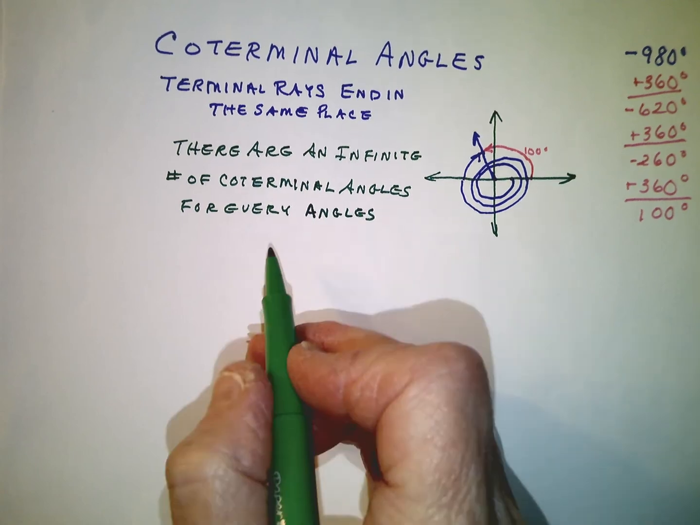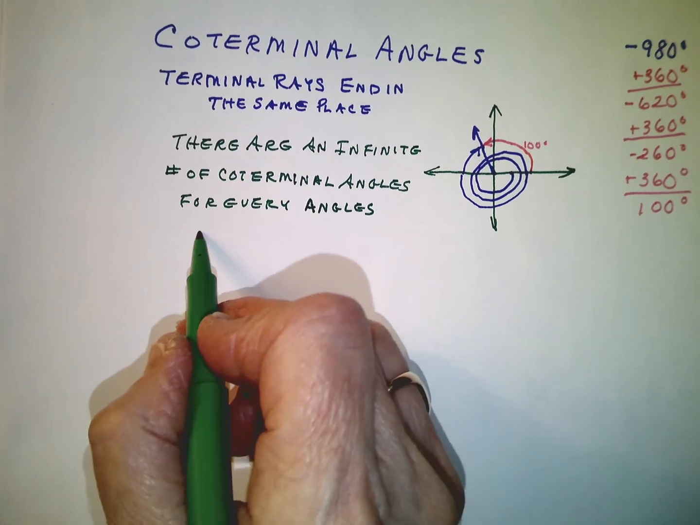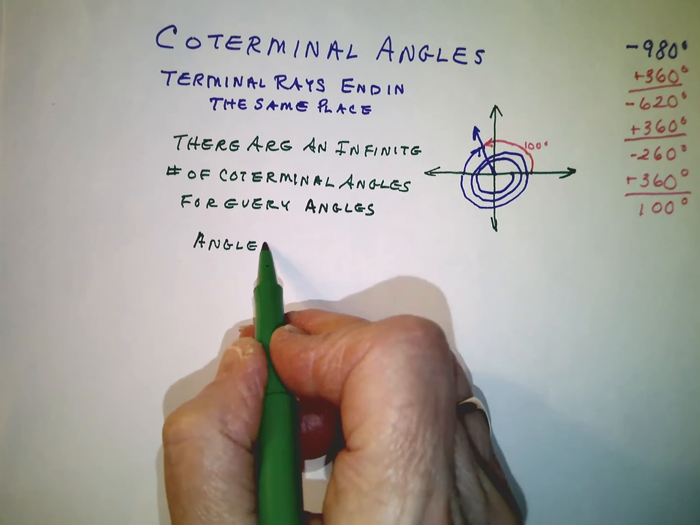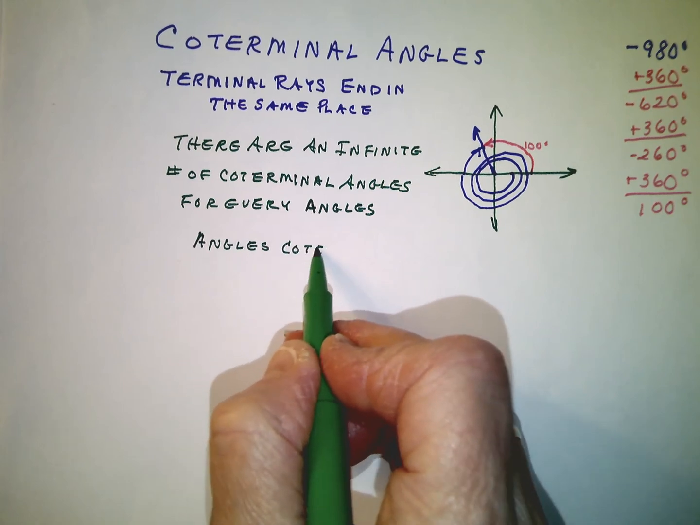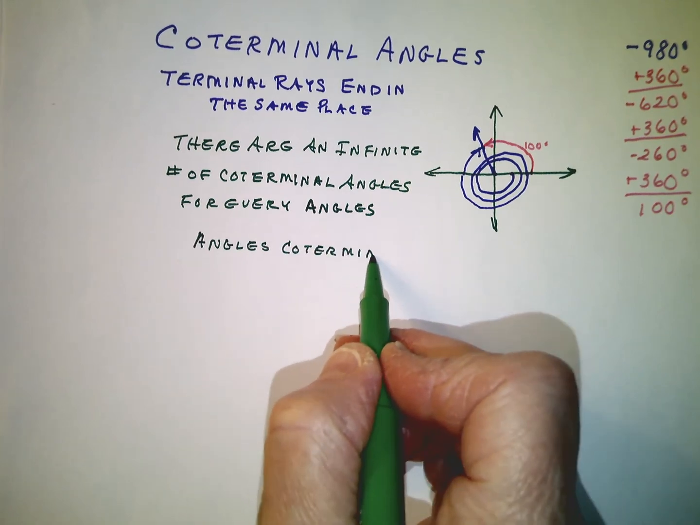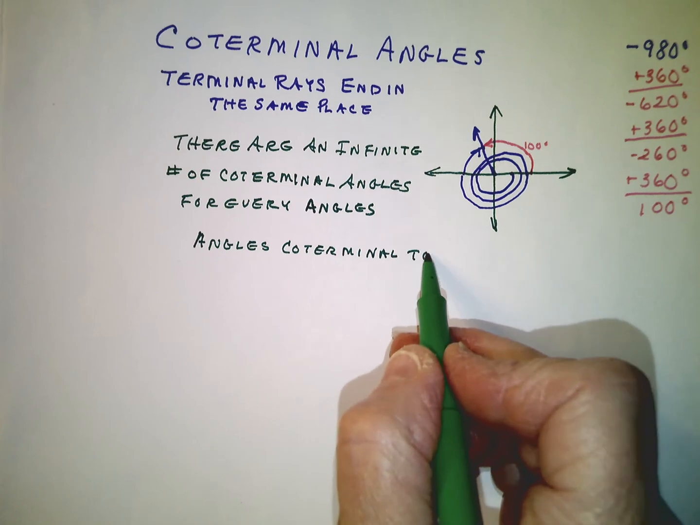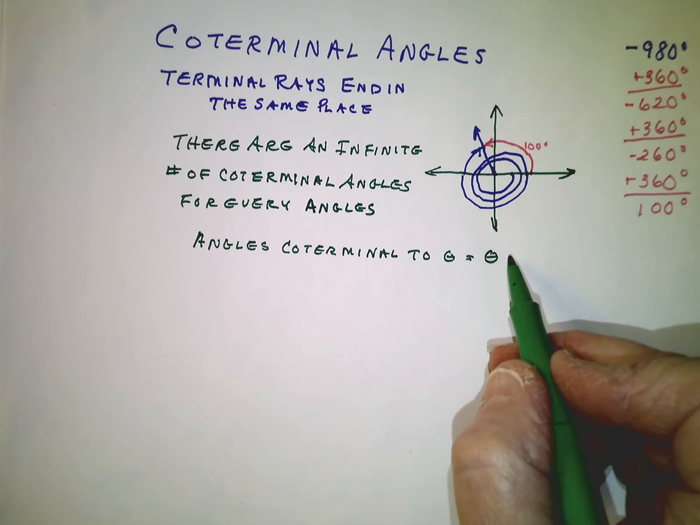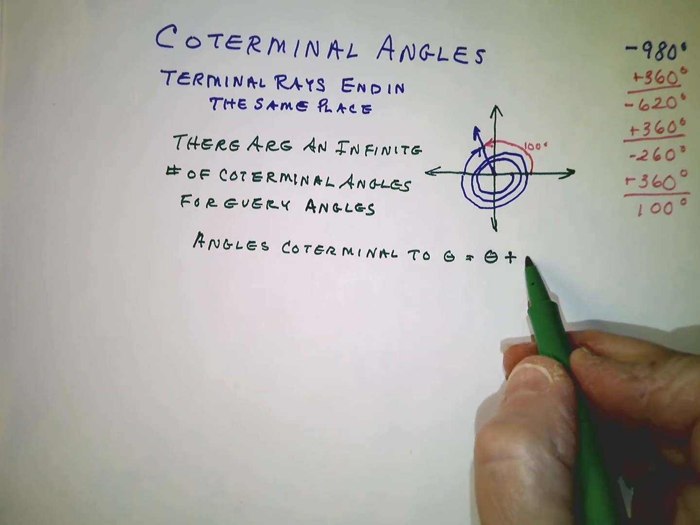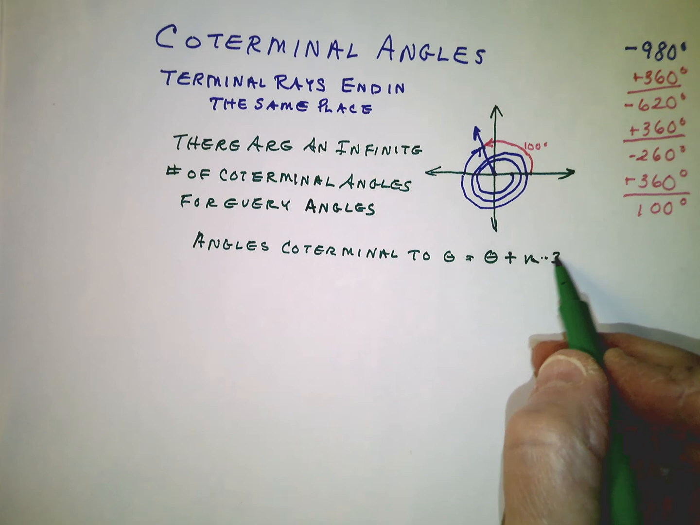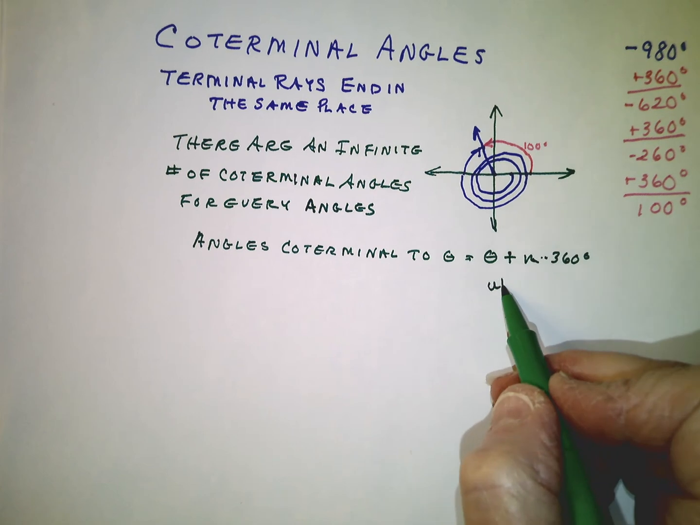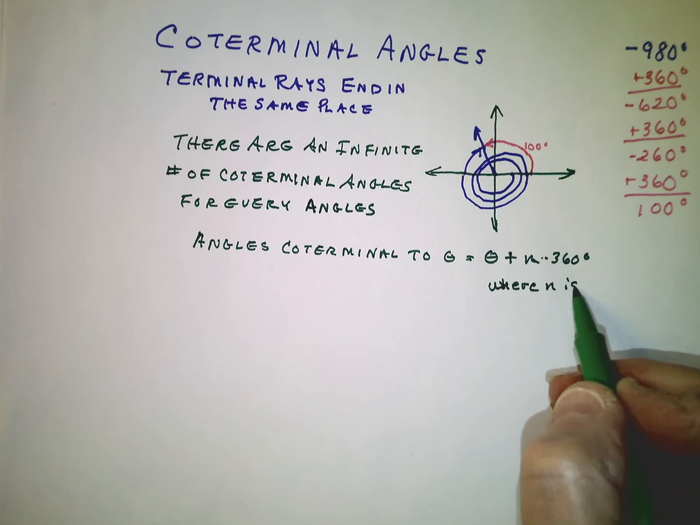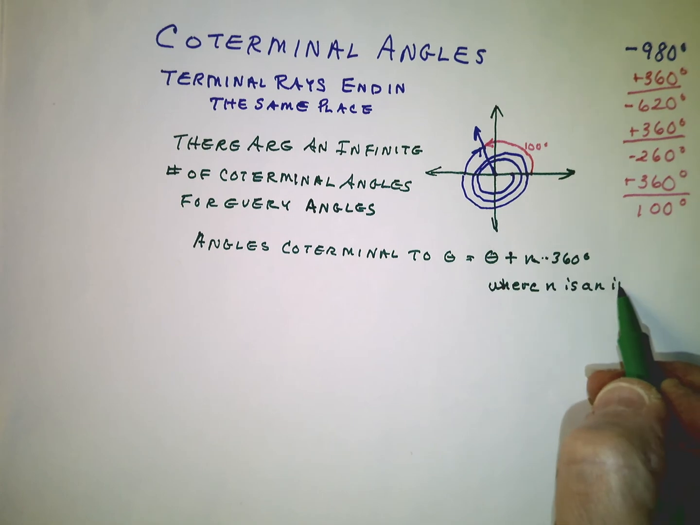And how they write it, that angle's coterminal to angle theta, you do just what you did over there. Going to take theta, whatever angle we have, plus n times 360, where n is an integer. Now n can be positive or it can be negative.